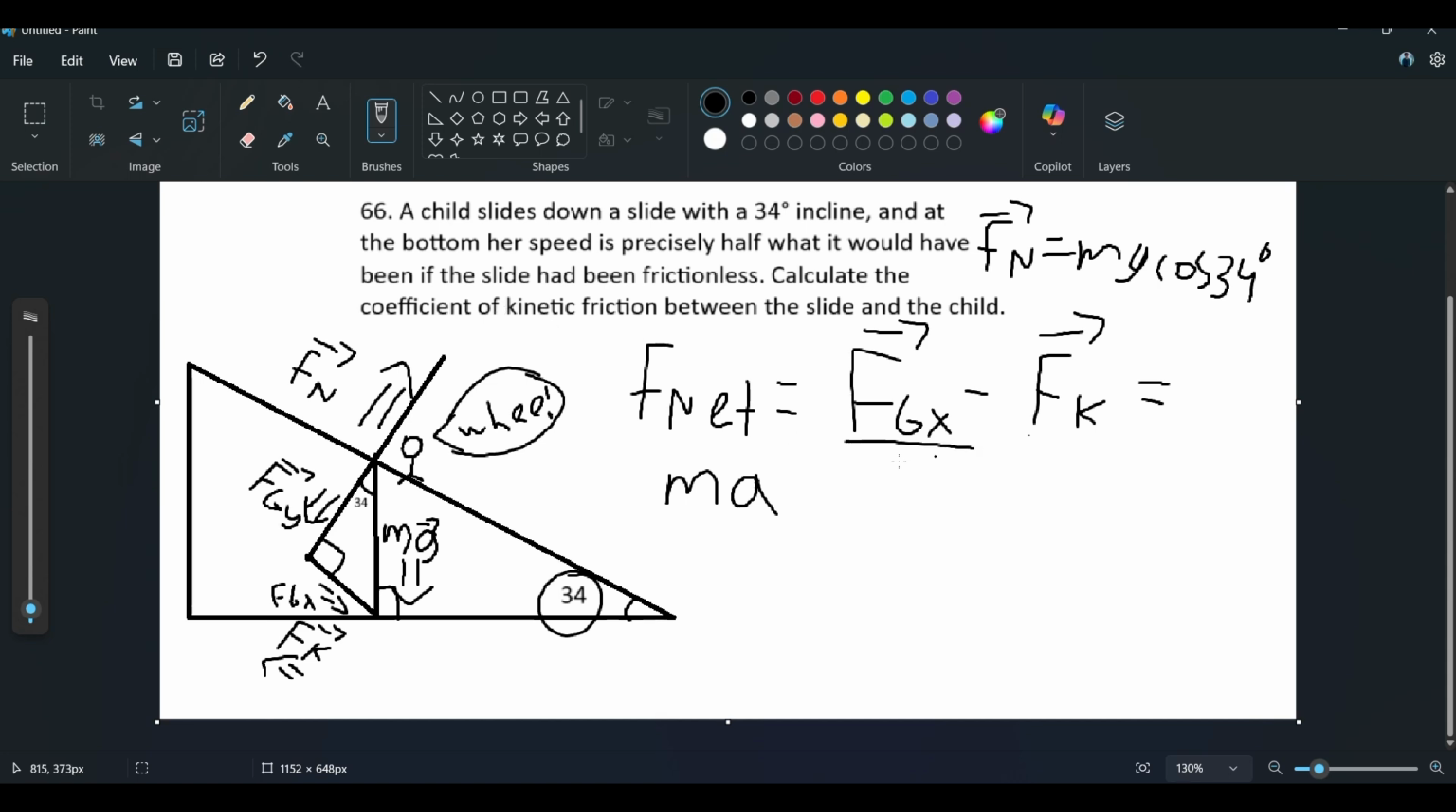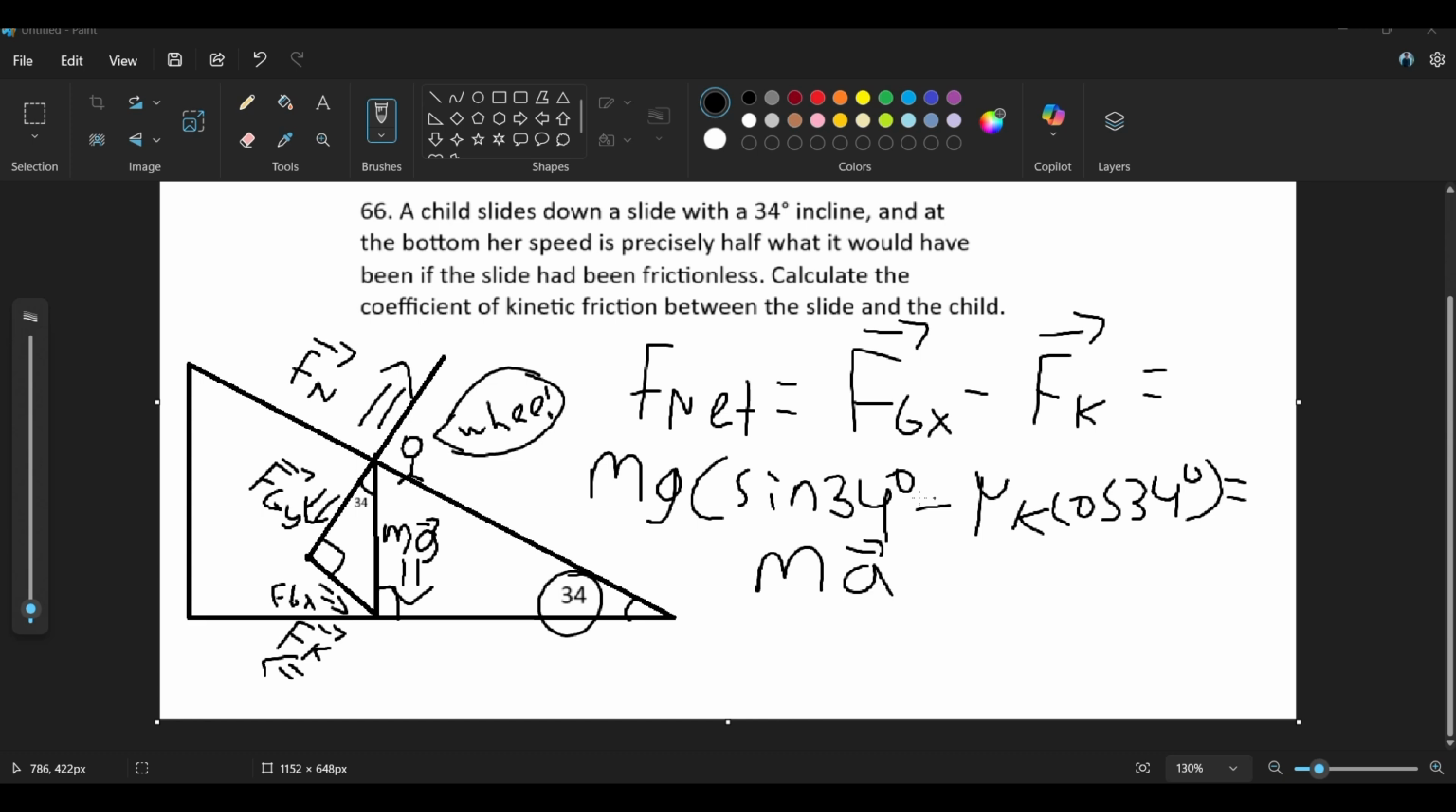And this F_g,x, we can use trigonometry here. We look at this right triangle. F_g,x is going to be mg sine 34 degrees. So we can substitute all these values in, and then we can cancel all of the masses to find acceleration. We've substituted these values in, and I factored out the mg's. So we have mg times sine 34 degrees minus the coefficient of kinetic friction times cosine 34 degrees is equal to mass times acceleration. Now we can cancel the mg's to get acceleration is equal to this part, without the m.